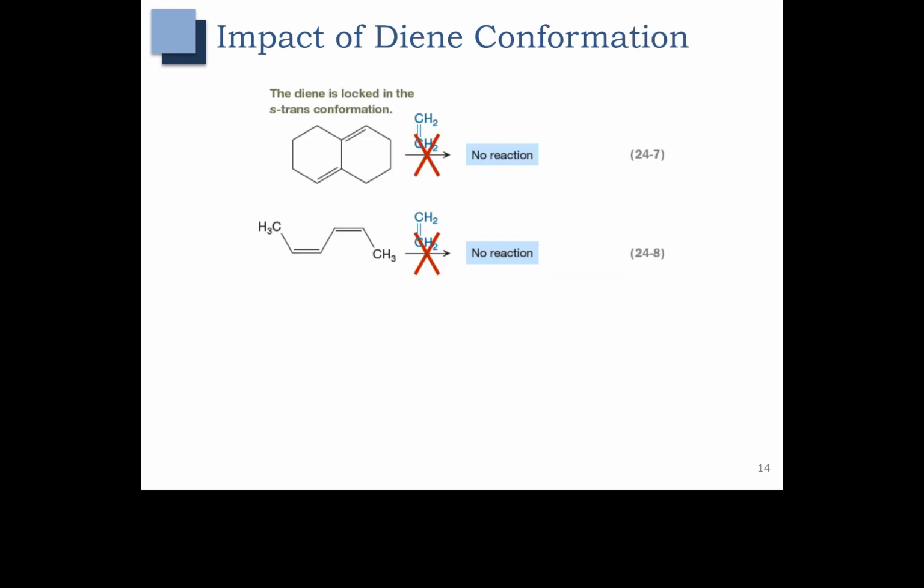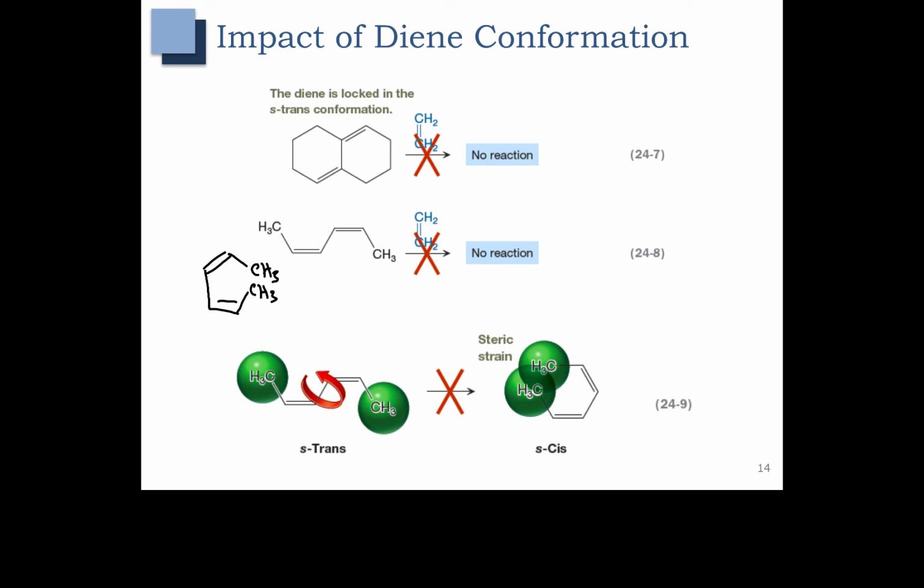In these examples, you can see that we have a substrate that is locked in the S-trans conformation. This substrate here is not going to be able to undergo any type of reaction because it can't rotate. In this bottom one, you're going to get too much steric hindrance. Let's imagine if this is rotated. I'm going to redraw it here. The methyl groups are both going to be pointing in, and this is not favored. So we have too much steric interference between those two groups, and it's not going to happen.